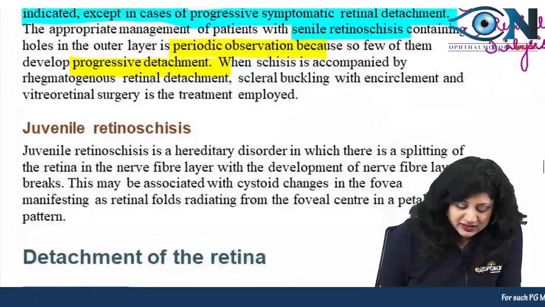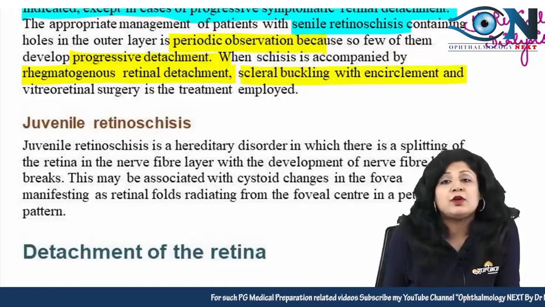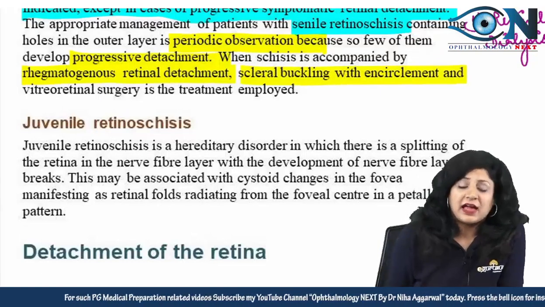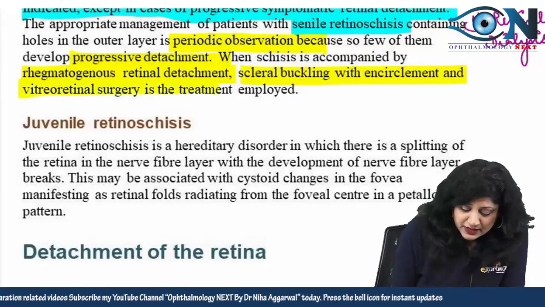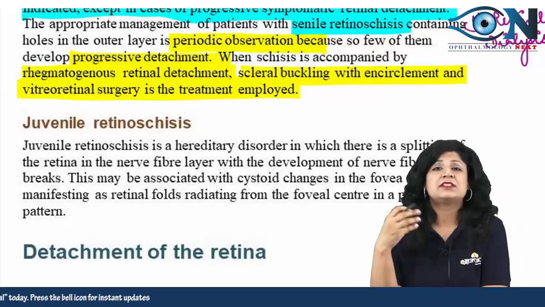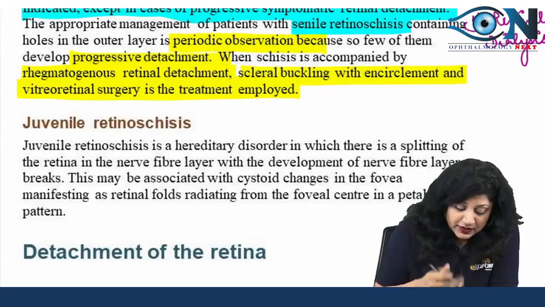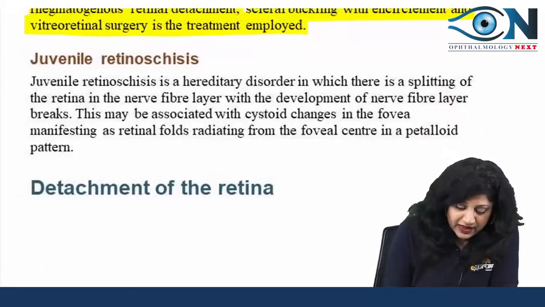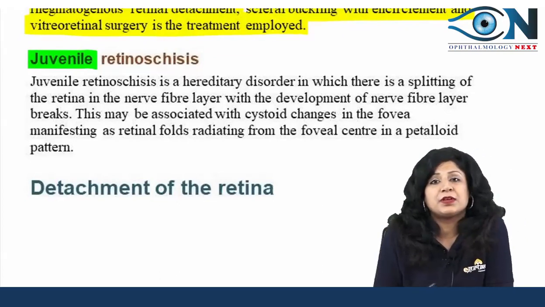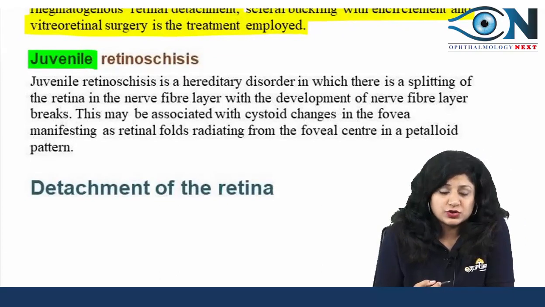Now when the schisis is accompanied by rhegmatogenous retinal detachment, you will have to give the treatment of RRD, that is your scleral buckling and the encirclage operation, the vitreoretinal surgery, all those things. Means basically it is a treatment of RRD and not the retinoschisis. Now having completed the senile retinoschisis, we come to the juvenile retinoschisis.